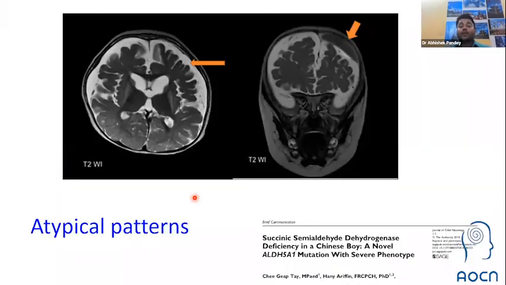Another case report was done in 2014 from China, where they described cerebral atrophy at presentation. There was diffuse cerebral atrophy along with bilateral putamen changes, and there was also a subdural hemorrhage. This subdural hemorrhage has been described in other metabolic conditions like Menkes disease, glutaric aciduria, and homocystinuria, but not reported in SSADH. So these are the atypical patterns.